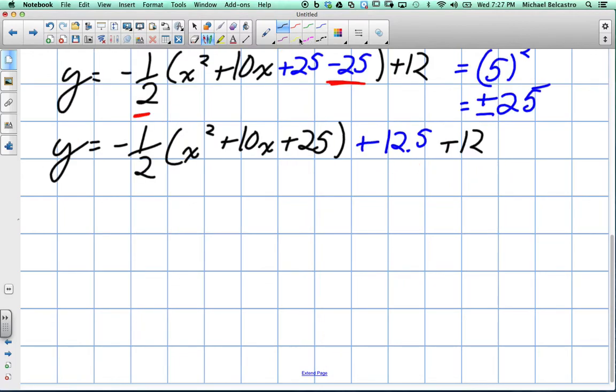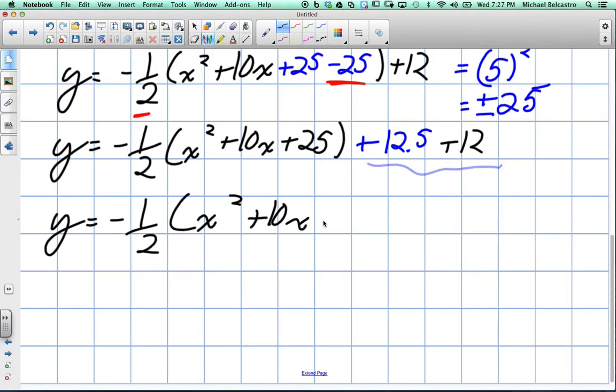We can simplify our like terms out here. So I might as well do that in the next step, just make it easy. We'll leave what's in these brackets here. And this will become 24.5. Great, we've got that.